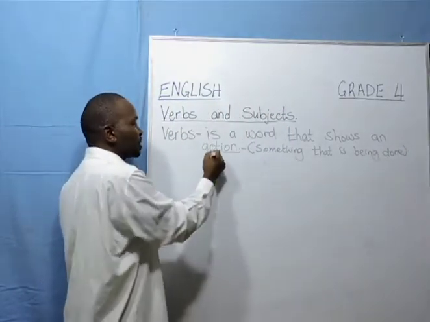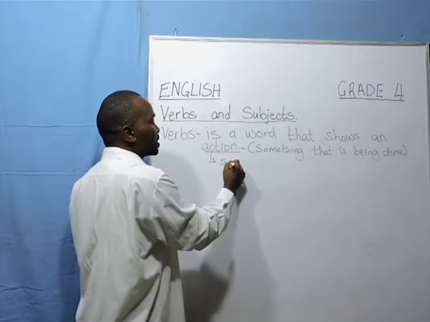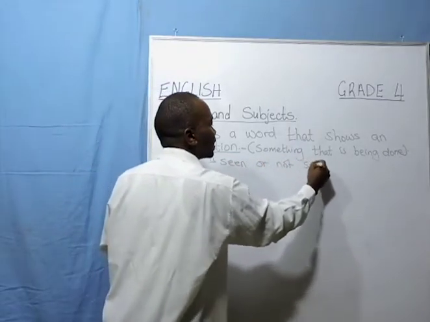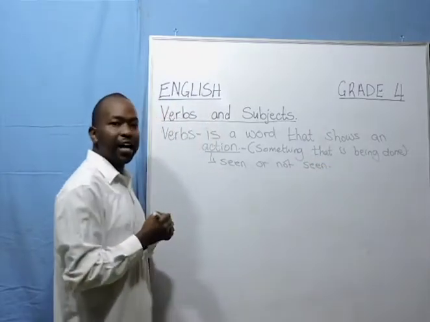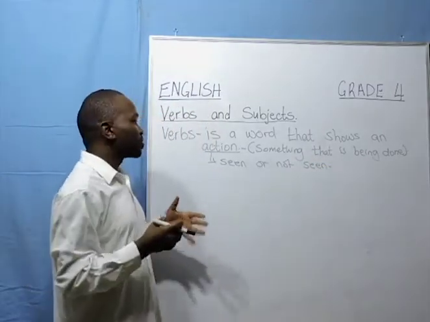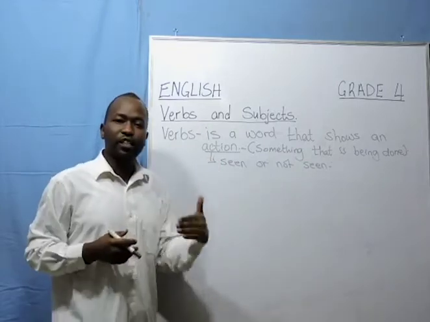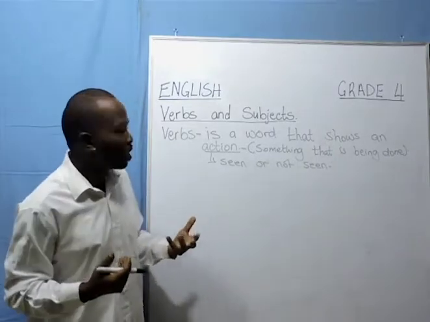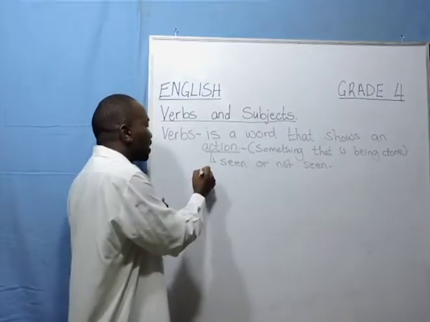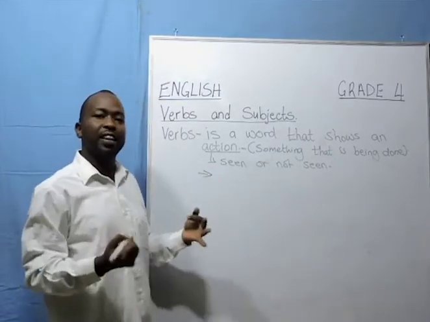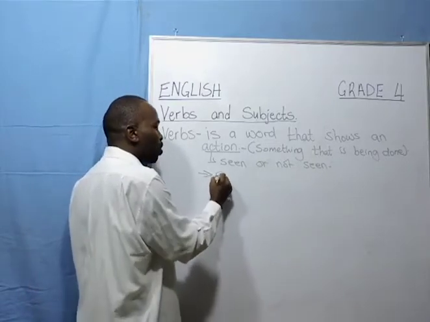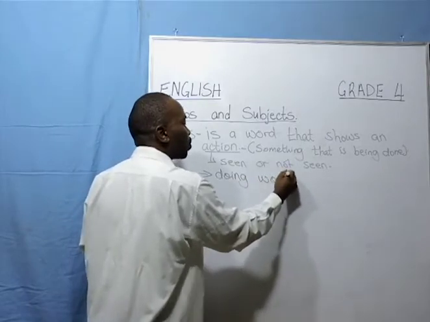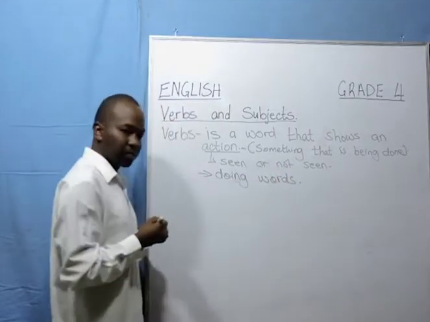Now, actions can either be seen or not seen. So, any word that is showing us somebody doing something is what we call a verb. Now, verbs have another name. They are also called doing words.